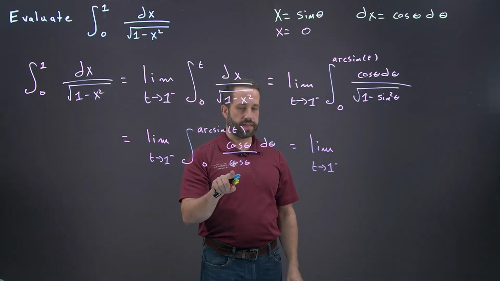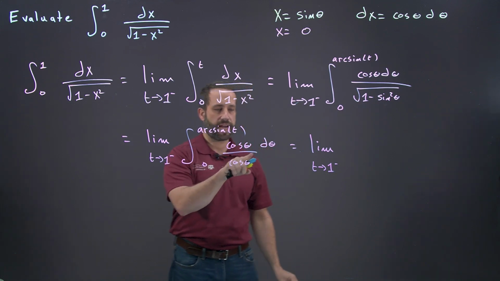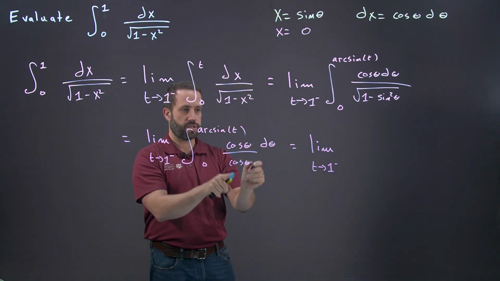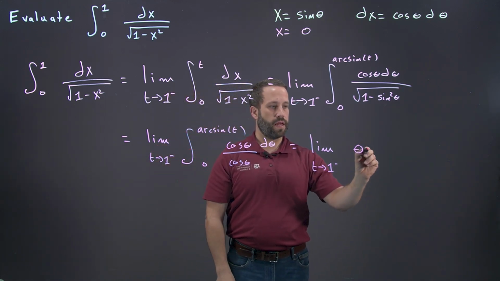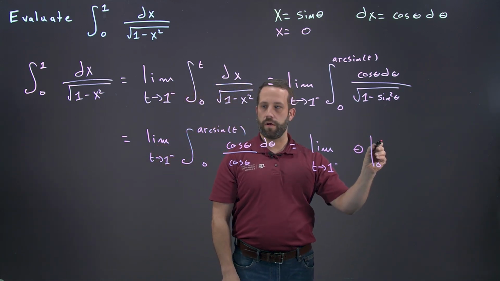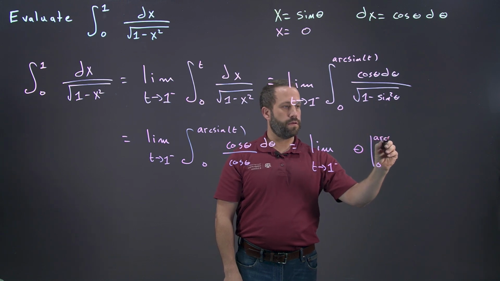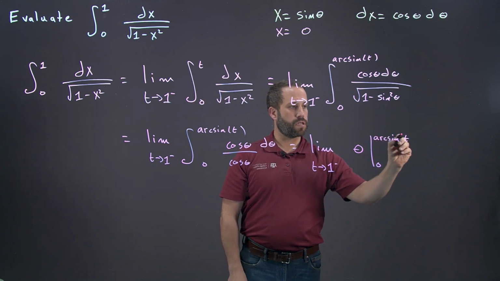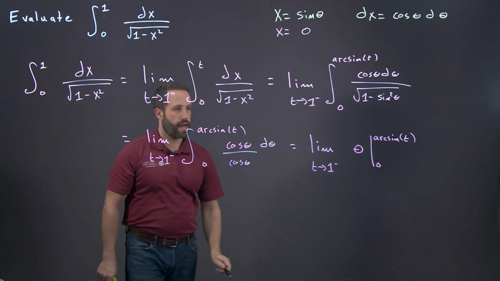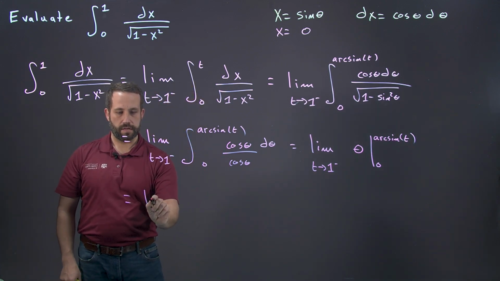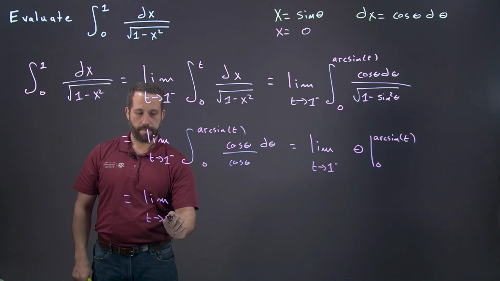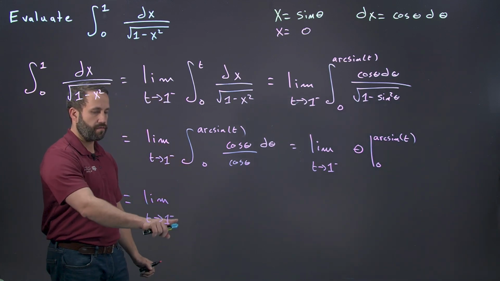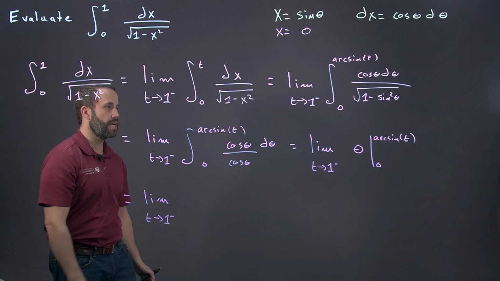Cosine theta over cosine theta, that's just 1. So this is the antiderivative of 1. The antiderivative of 1 with respect to theta is theta, and theta is going from 0 to arc sine of t. And so now this is the limit as t approaches 1 from this side, the negative side.